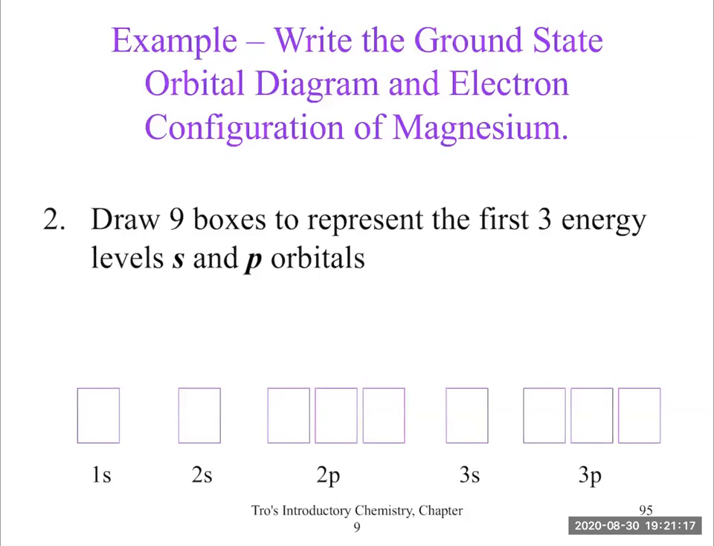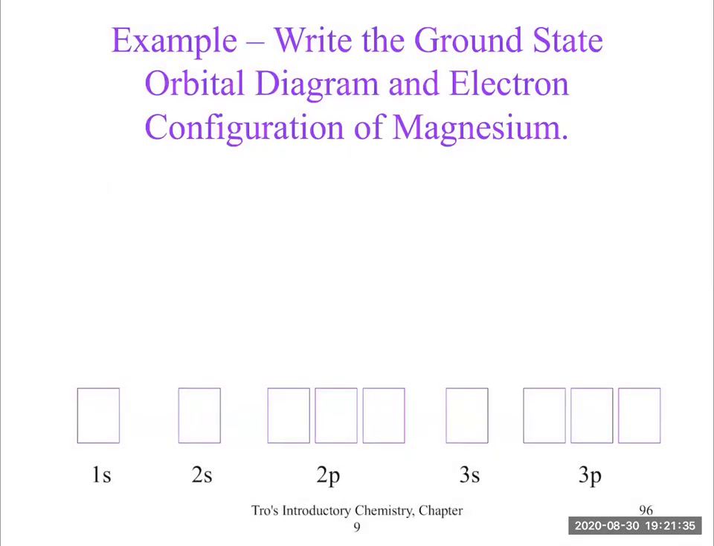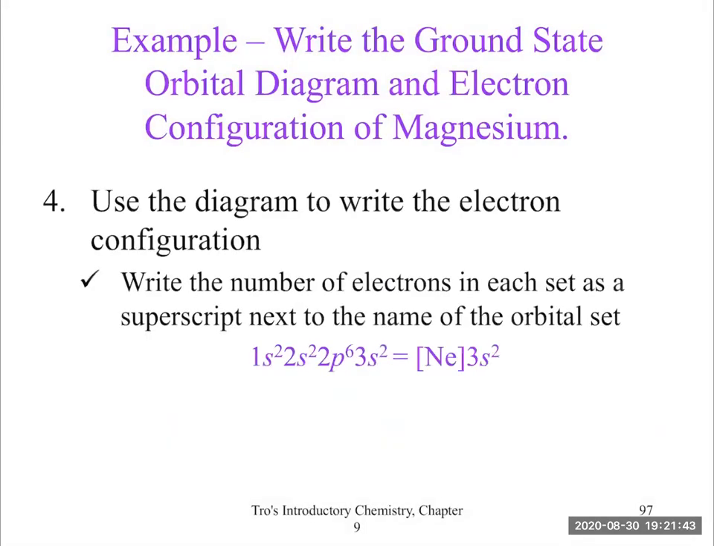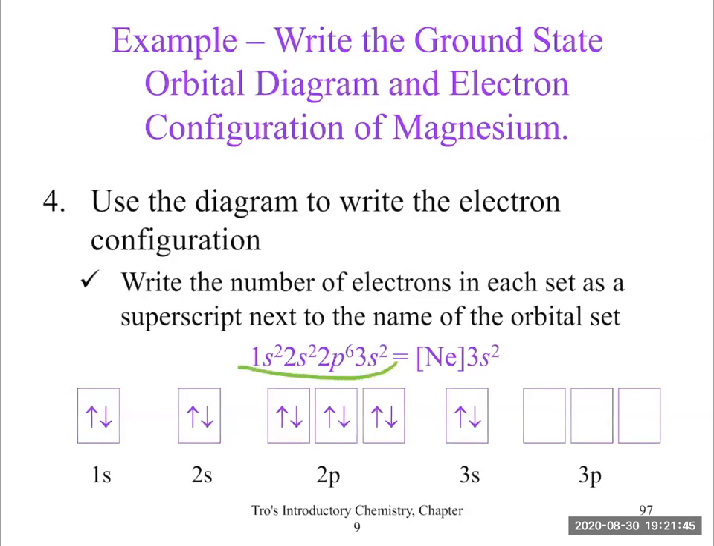So you want to put the 12 electrons. 1, 2, 3, 4. Notice how I'm filling it. 5, 6, 7, 8, 9, 10, 11, 12. Then the electron configuration is this, and this is the shorthand notation. So stop it and try to do it by yourself.